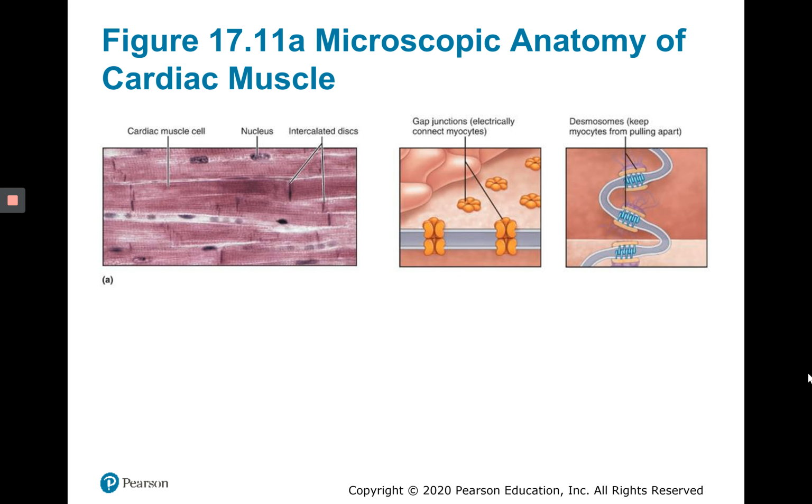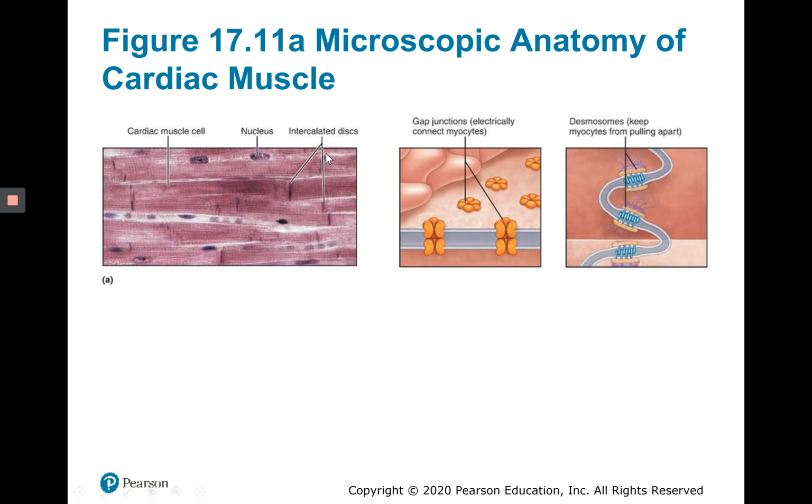Again, we're looking at a figure from your lecture textbook. Figure 17.11a shows the microscopic anatomy of the cardiac muscle. This image shows you not only the striations of cardiac muscle cells and the uninucleate nature, but also the interconnections called intercalated discs that we find between our short, branched cardiac muscle cells.